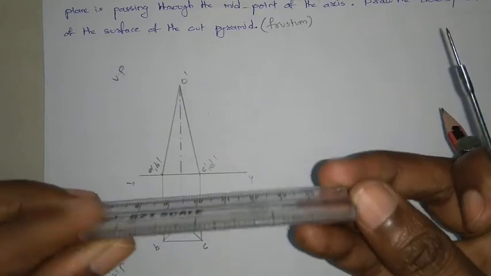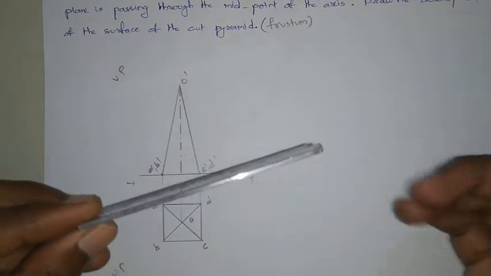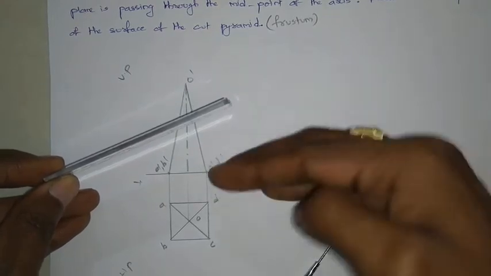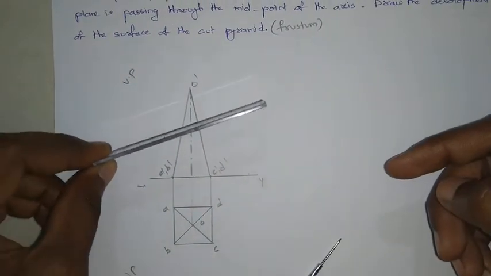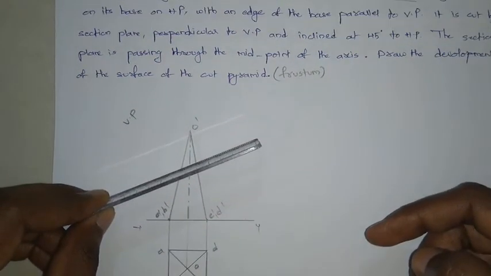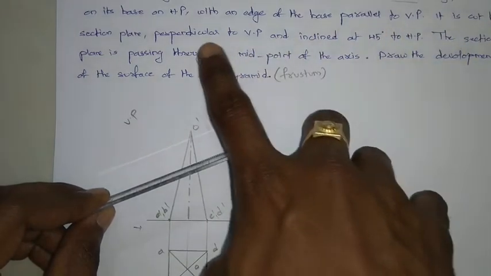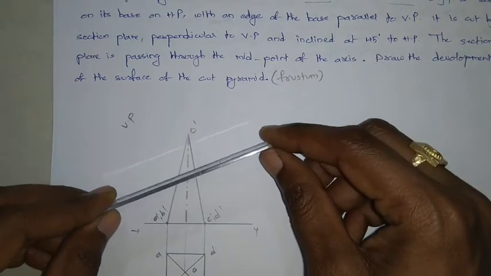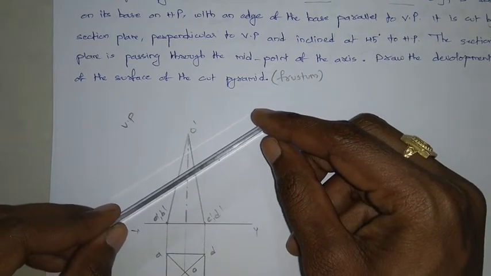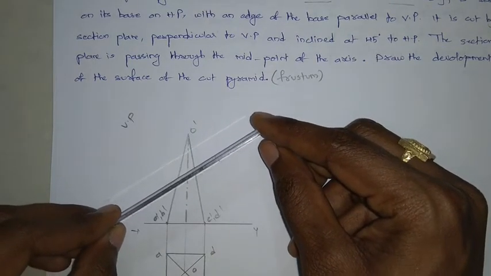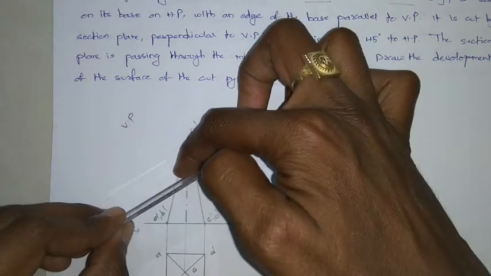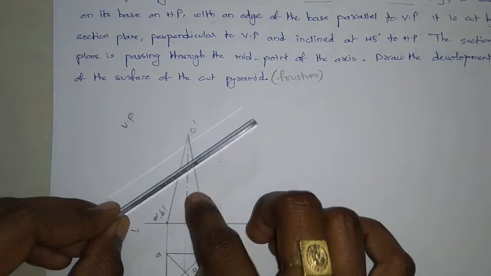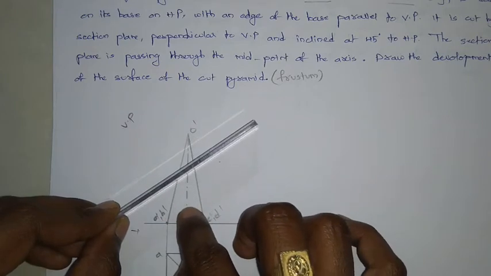Let us assume this piece of scale is a section plane. It is perpendicular to VP. So we know that above XY this is VP, so it is perpendicular to VP. And one more condition is it is cut by a section plane perpendicular to VP and inclined at 45 degrees to HP. So this section plane has to make an inclination of 45 degrees like this, and it has to cut. So like this, the above portion is removed, only the bottom portion remains, and we have to go for the development of this one.